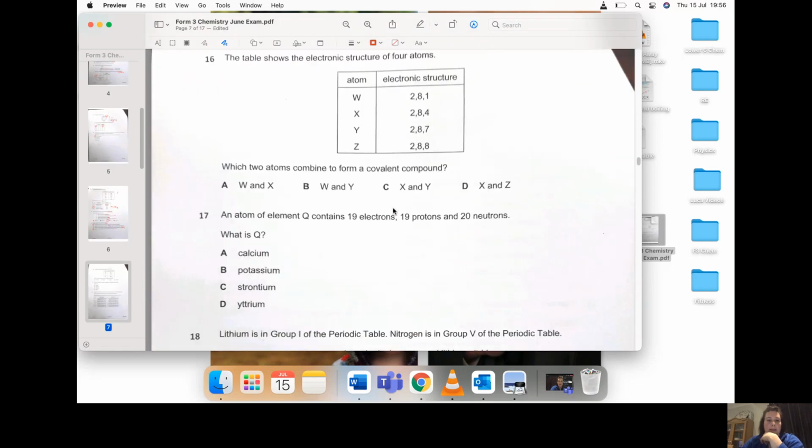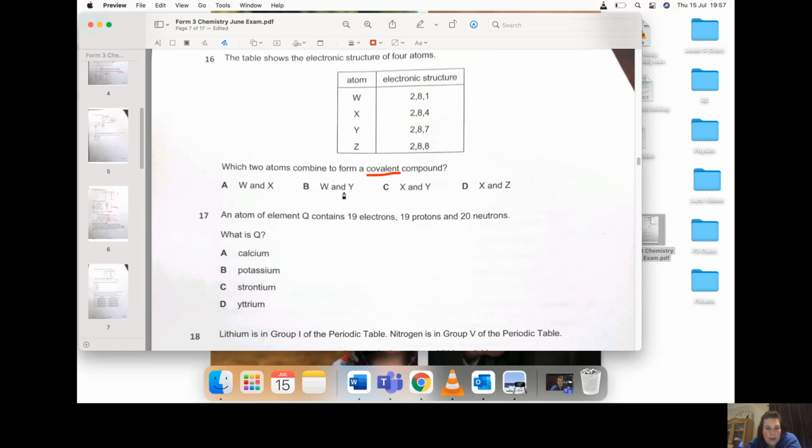Right, number 16. The table shows the electronic structure of 4 atoms, W, X, Y, and Z. Which 2 atoms combine to form a covalent compound? Okay, so we want them to share electrons. Covalent compound.